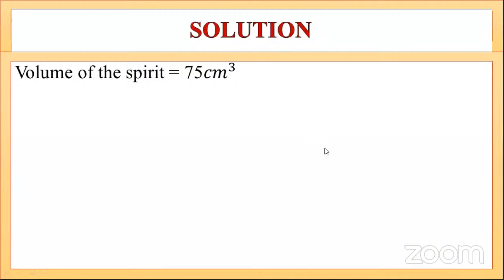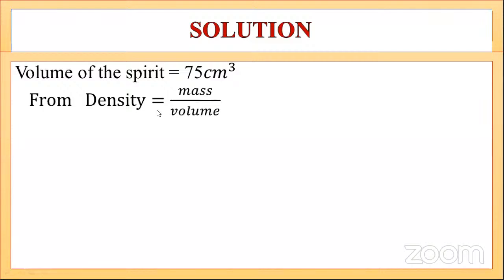Who can get for us? How do you get now the density of the spirit? Mass divided by volume. So density equals mass over volume. Can you remind us what our mass was? 60 grams. Very good. Then our volume was what? 75 centimeters cubed. Very good. When you divide the two, how many people have calculators?